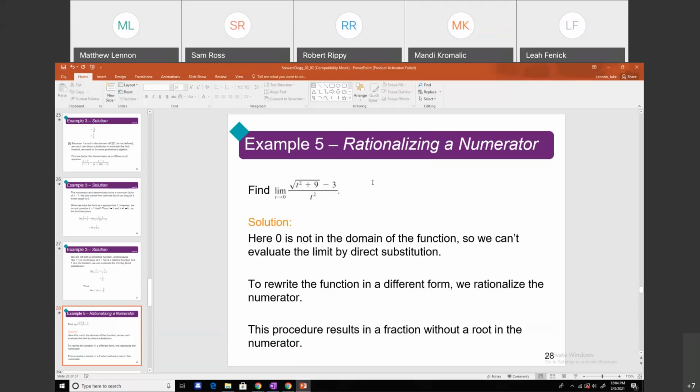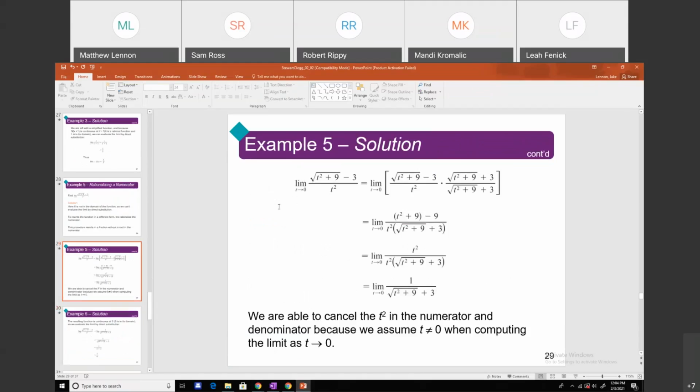So we're going to end up multiplying by the square root of t squared plus 9 plus 3 over the square root of t squared plus 9 plus 3. And the reason is we're hoping that we can cancel out this t squared, so we no longer have that problem of plugging a 0 in and getting division by 0. So they do that here. We notice we're multiplying by the conjugate that we talked about.